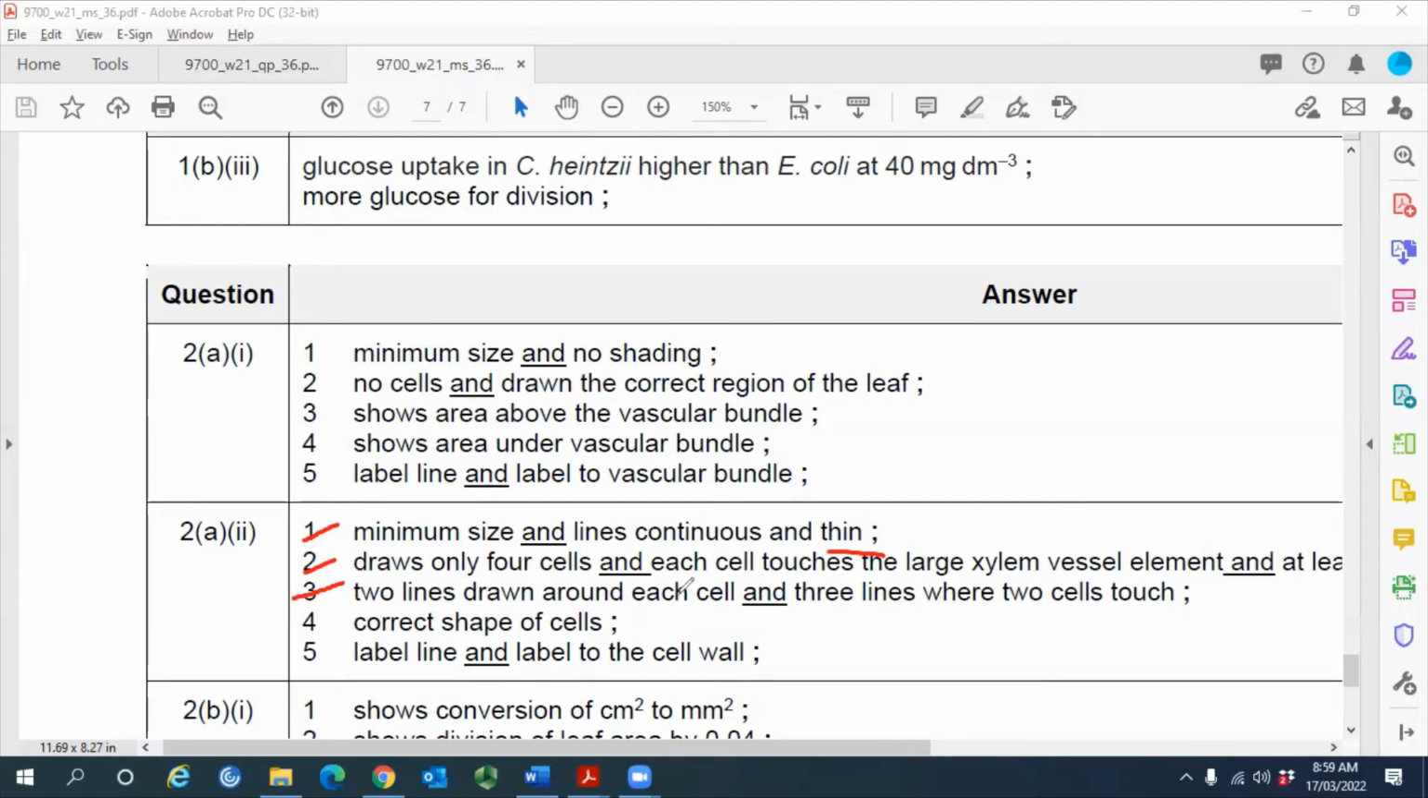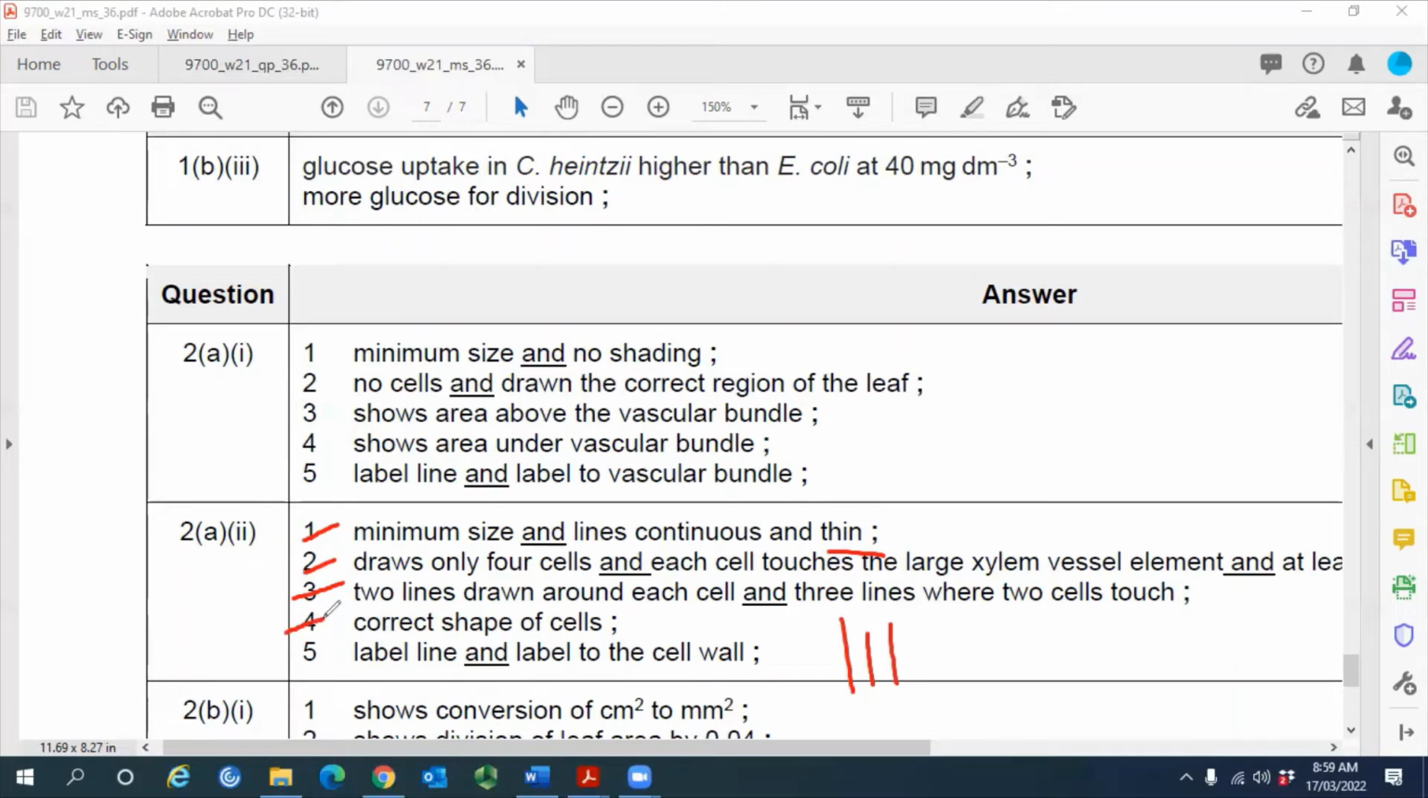2 lines drawn around each cell, because every time I say got cell wall, must use 2 lines to draw the cell wall. Okay? When the cell wall are neighboring to each other, you need to draw the middle lamella. This is the middle lamella between the 2 neighboring cell wall. You must draw because can see one. Once you focus very sharply, you can see.